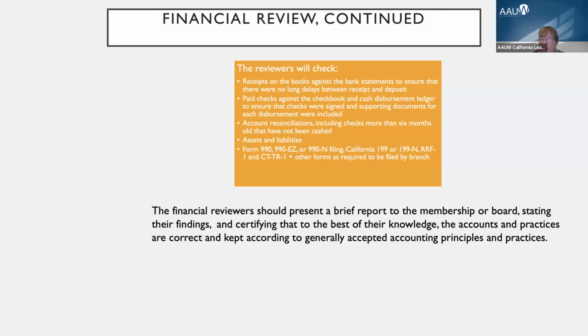Look at account reconciliations. On those bank statements, you should see a reconciliation to the books each month. And then, if they have assets and liabilities, what are they and where are they? And then look at the latest filings. Were they filed on time, and what was filed? Then the financial reviewers would present a brief report to the membership board stating their findings and certifying, to the best of their knowledge, that everything appeared correct.